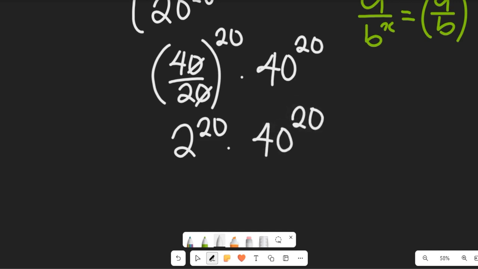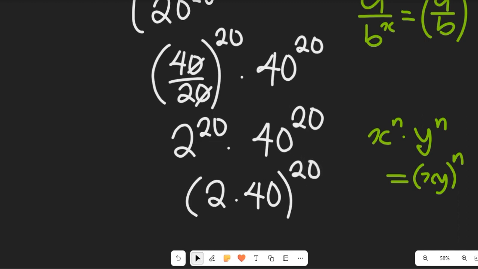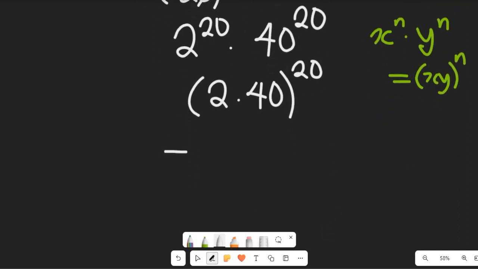And what will this give us? We have the same powers. Recall this law of indices: if you have x to the power of n multiplying y to the power of n, this can be equal to xy to the power of what? n. So that expression is simply going to give me 2 multiplied by 40 all to the power of 20. So that expression will now give me the solution to be 2 times 40, which is 80, to the power of 20.